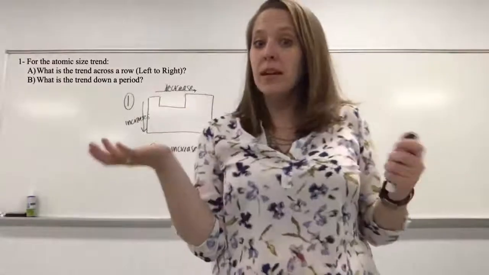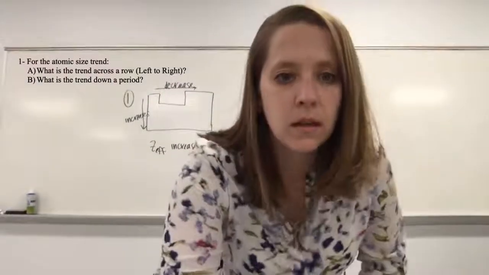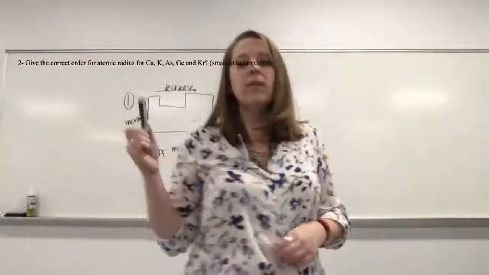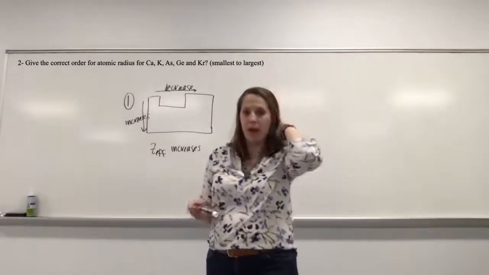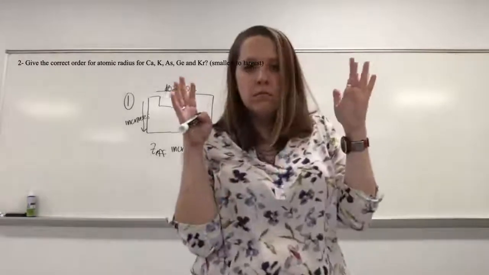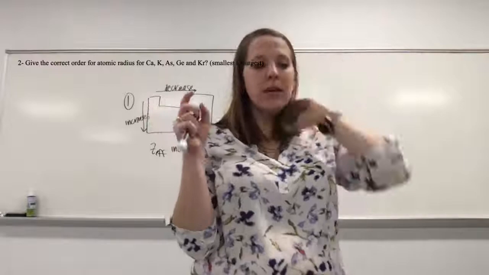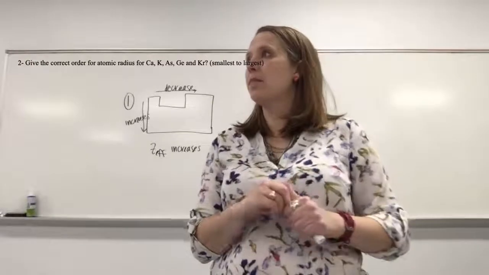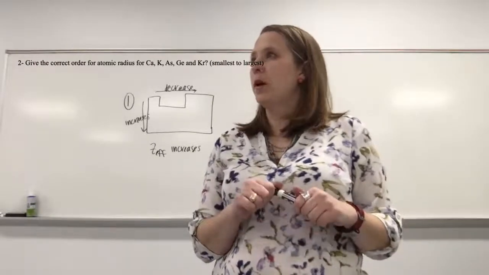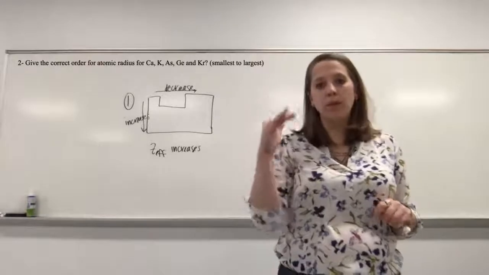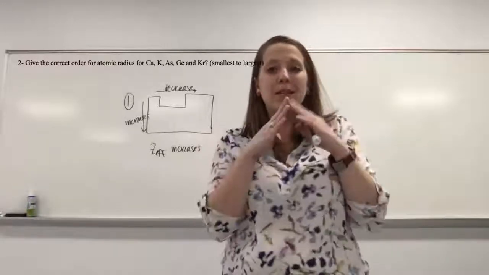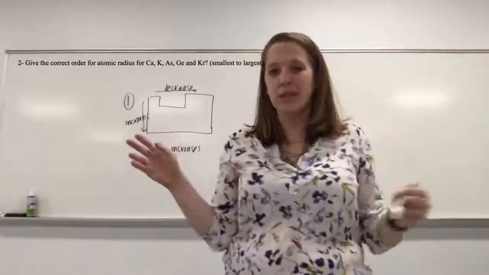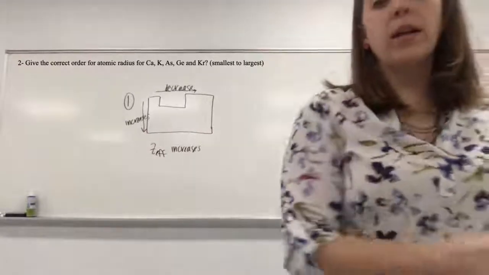So let's think about applying some of our periodic trends. So this asks us to give the correct order for atomic radii of these 5 elements. So we have calcium, potassium, arsenic, germanium, and krypton, which are all in row 4 on the periodic table, which is great because we can basically just rank them from largest to smallest, reading across, or from smallest to largest, reading across the periodic table.